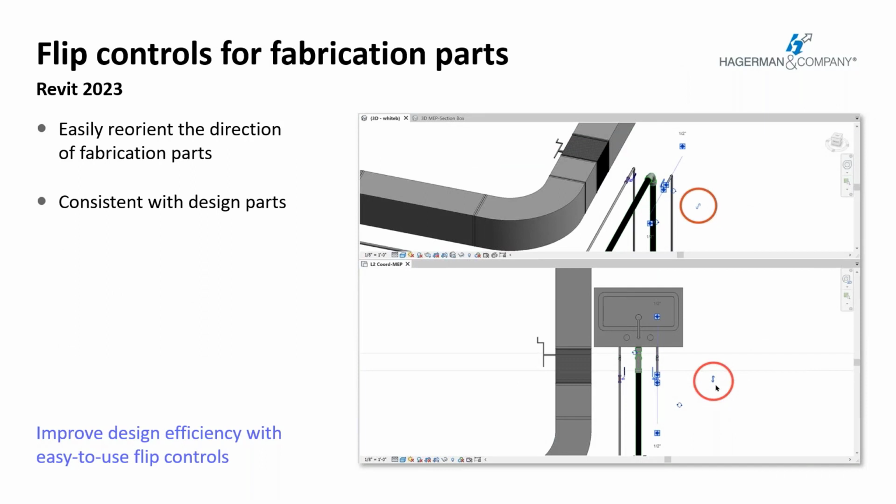And then new in Revit 23 are flip controls for fabrication parts. Flip controls make fabrication parts more efficient and are now consistent with the design parts. Subtle improvement, but very, very useful.